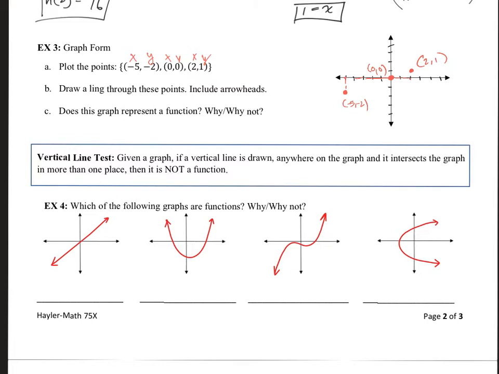Ooh, that's supposed to be line, not ling. Draw a line through these points. Include arrowheads. Alright, so here we go. Best freehand. Ugh, that's not a good freehand. Let's try this. As good as it's gonna get. I have a question. Why should I include arrowheads? What's the importance with arrowheads? What is the difference between this and not having an arrowhead?